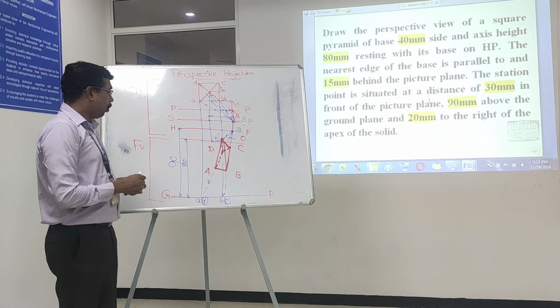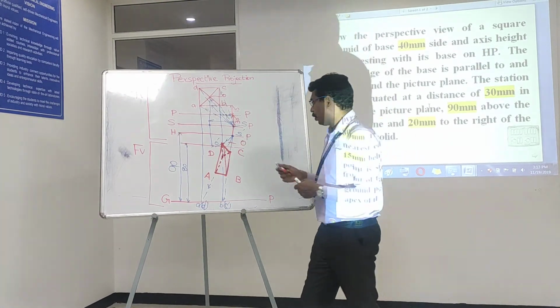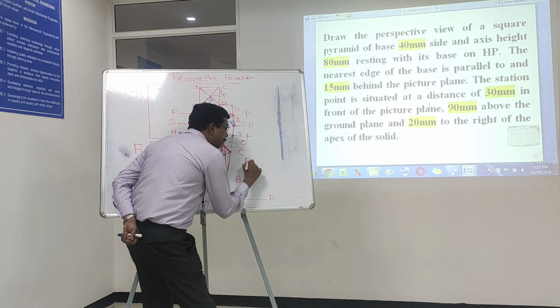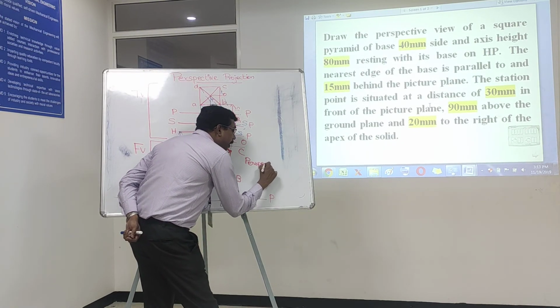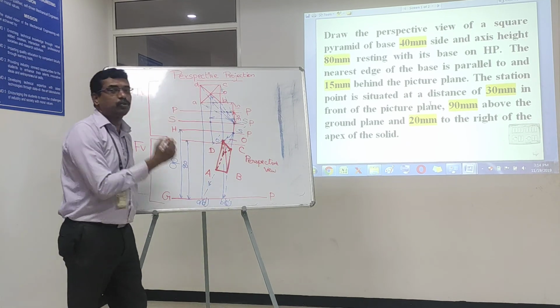Right. So this view can be called the perspective view of the given solid. So this can be written as perspective projection of the given solid, and the problem is over.